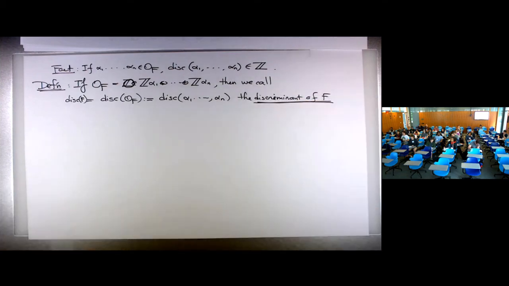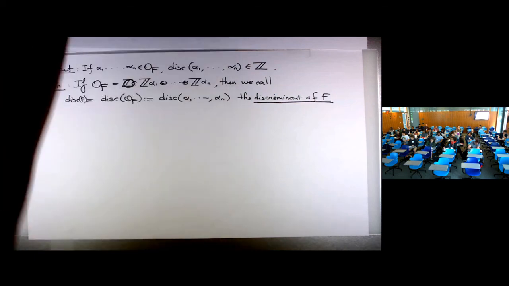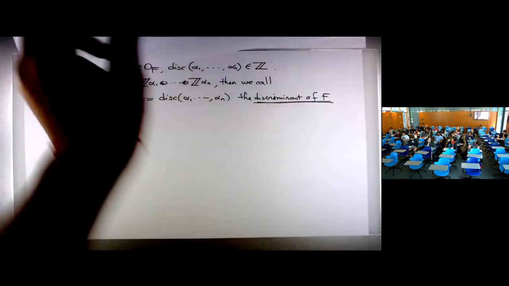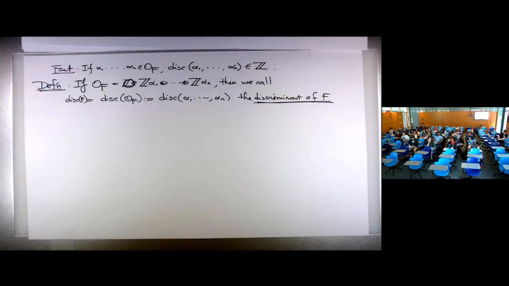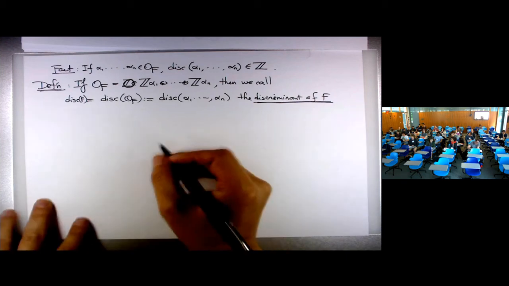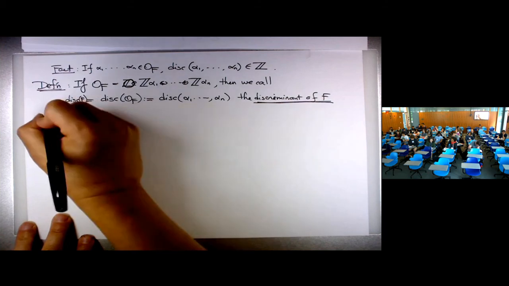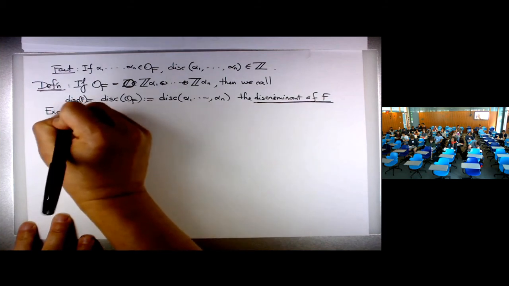I hope it gives you some sense of what this means. In terms of the picture we had earlier, this means that you embed OF into this n-dimensional space. It's the fundamental volume of that lattice. That's roughly what the discriminant is. This will be an exercise later.